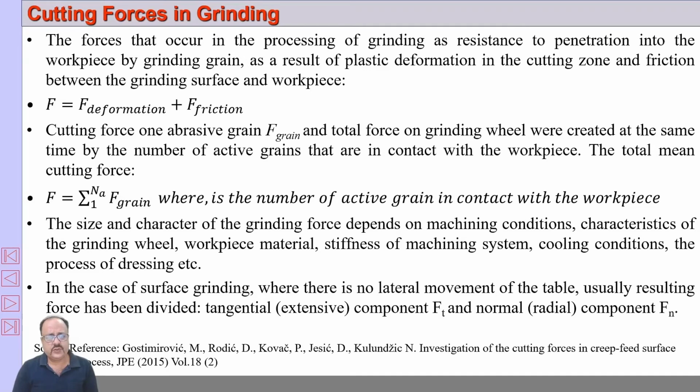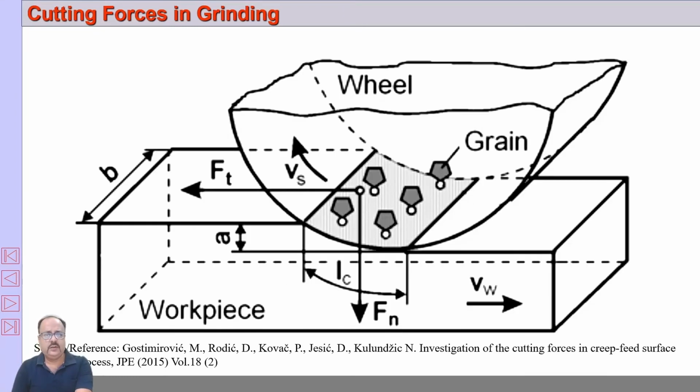And the force that is acting on the wheel or on the workpiece can be divided into two categories: the tangential component and the normal component. The normal component is normally around 30% higher than the tangential component. So Fn is slightly larger, or around 30% larger than the tangential component. So here you can see this is the Ft and this is the Fn.